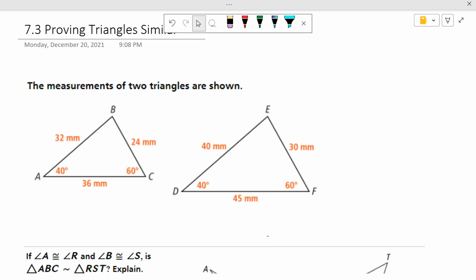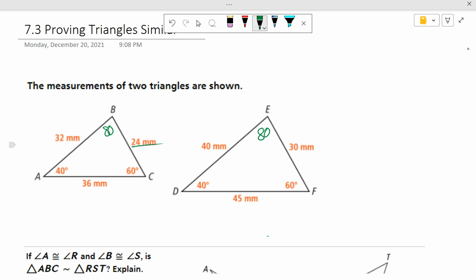Well, to be similar, the angles have to be what, did we say the first day? Congruent. 40 plus 60 is 100. What's left for B? 80. 40 plus 60 is 100. What's left for E? 80. So all the angles are congruent. Are the sides proportional? That's what we got to see.